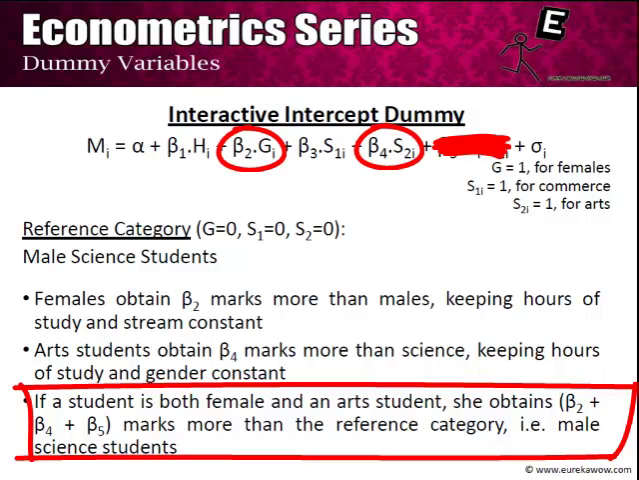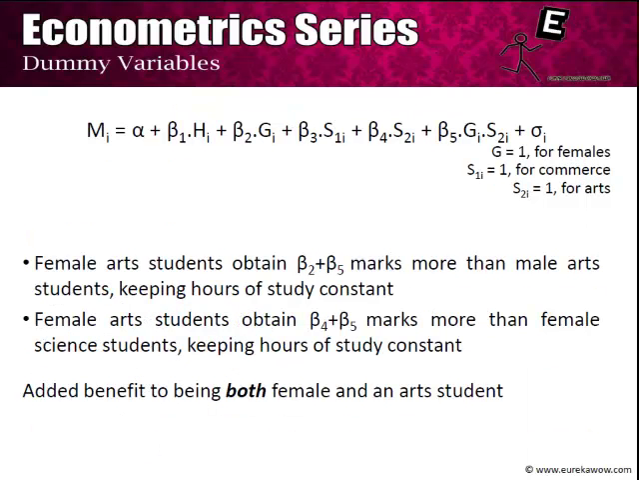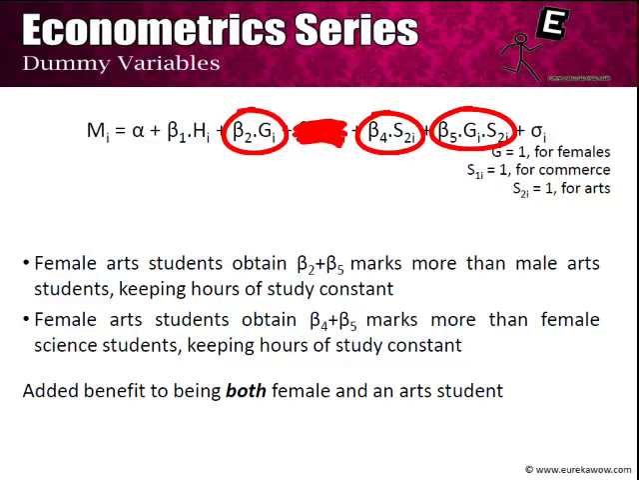But being a female art student gives you an added advantage or a disadvantage, which is quantified by plus beta 5, so that your overall difference from the base category goes up to beta 2 plus beta 4 plus beta 5. We can make similar comparisons with categories except for the base category. For example, when we are talking about female art students, then GI equal to 1, S1I equal to 0, S2I equal to 1, and GI into S2I is also equal to 1. Hence, we have the added benefit of beta 2 plus beta 4 plus beta 5.